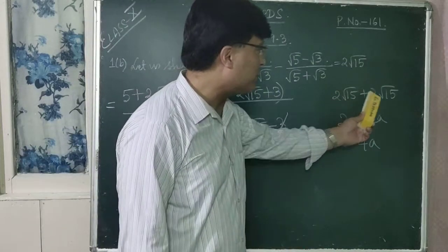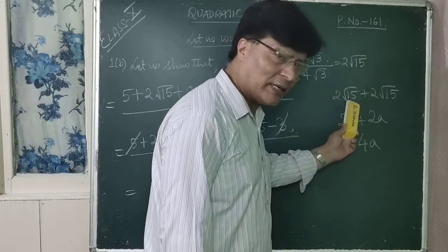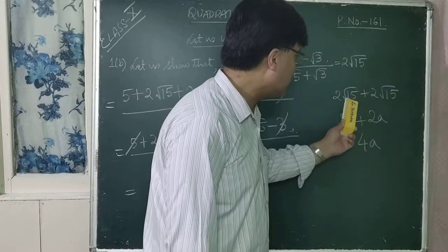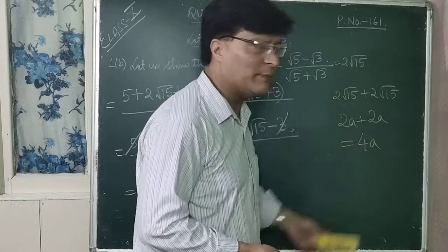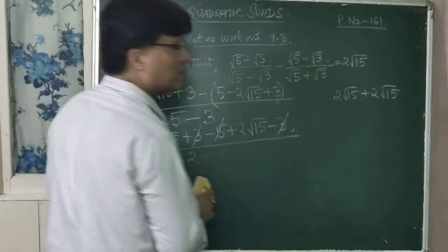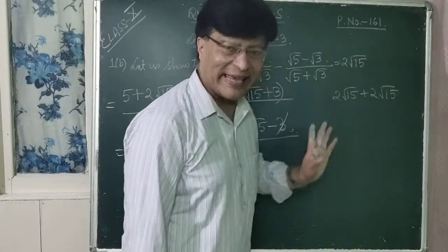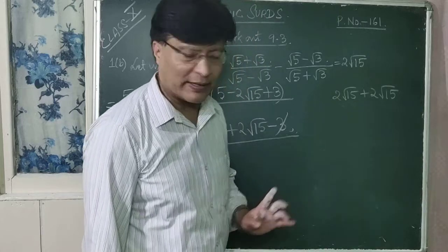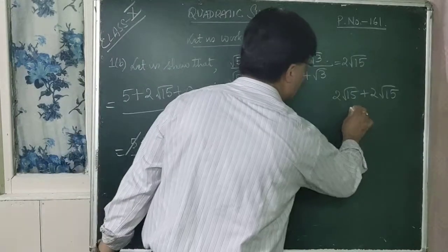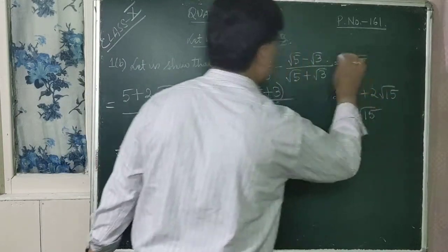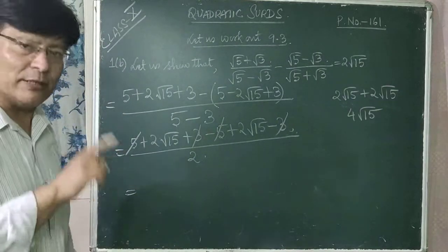Similarly, what is 2 root over 15 plus 2 root over 15? You think this root over 15 as a. So what is 2a plus 2a? 4a. I told you that you think it as a. 2a plus 2a is 4a, right? So likewise, what is 2 root over 15 plus 2 root over 15? It is 4 root over 15. So similar terms can be simplified, can be added, can be subtracted.